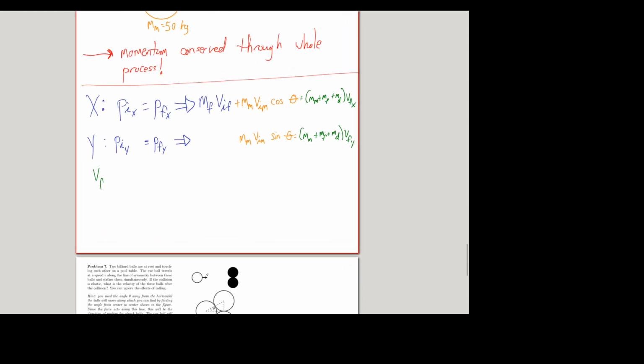So v final x is mass of father, initial velocity of father, plus mass of mother, initial velocity of mother, cosine theta. That's a terrible line. Divided by the sum of their masses.